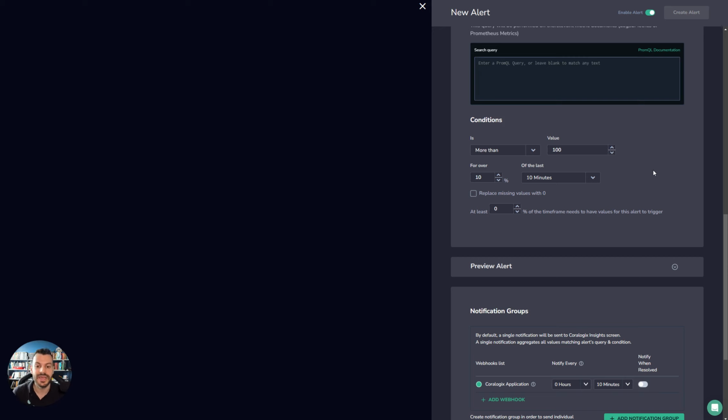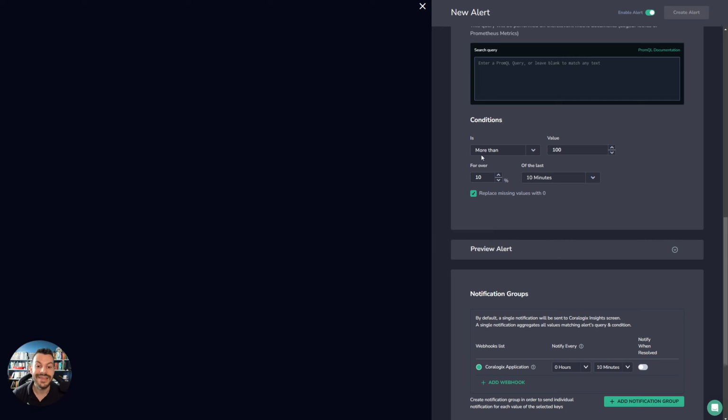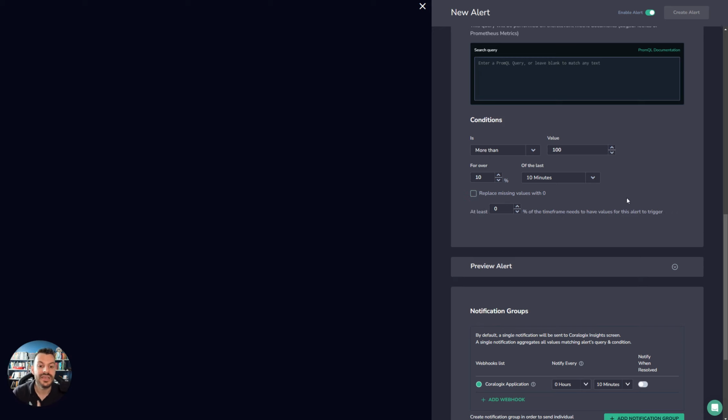Now, if you don't like this behavior, you can tick this box here, and this will replace the missing values with 0. And what that will do is that any time a sample is missing, it becomes 0, so you're always evaluating on a 10-minute time frame. The only problem with this, of course, is that 0 might be significant to you for some reason.